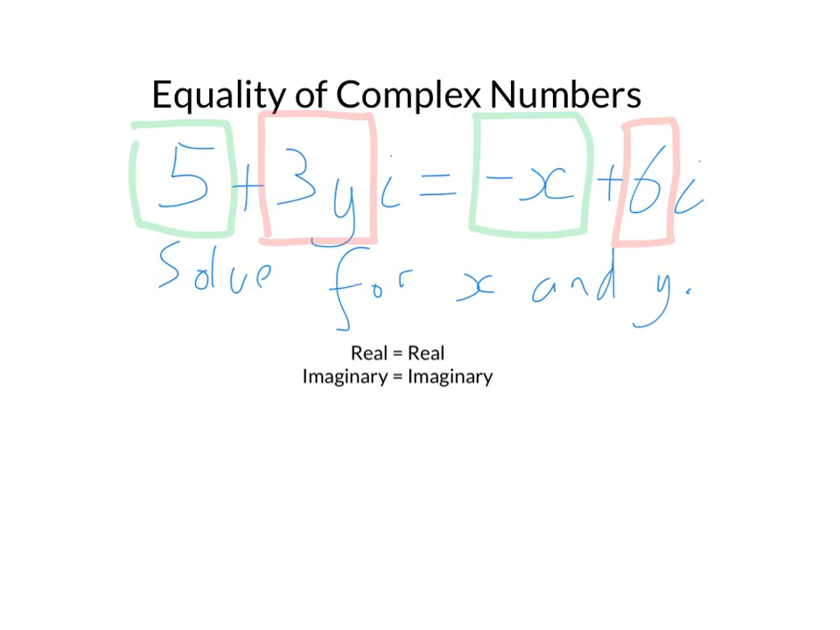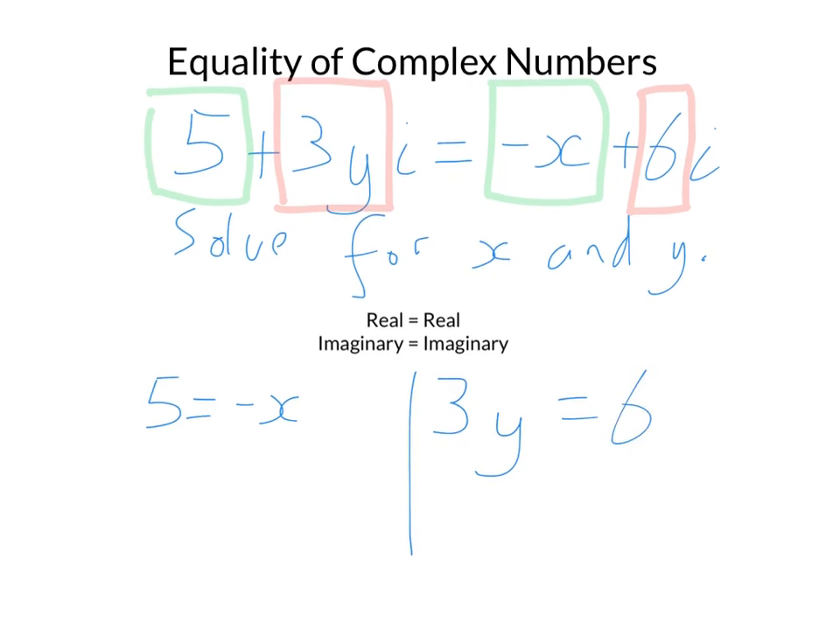Now to solve for x and y, what we're going to do is set up two smaller equations. We're going to let the real numbers equal each other. So we can let 5 equal to minus x. And we're going to let the imaginary numbers equal each other too. So 3y is equal to 6. Now these are each an equation because they have an equal sign and they have their unknown variable, an x here and a y here. So all we have to do now is solve each of those.